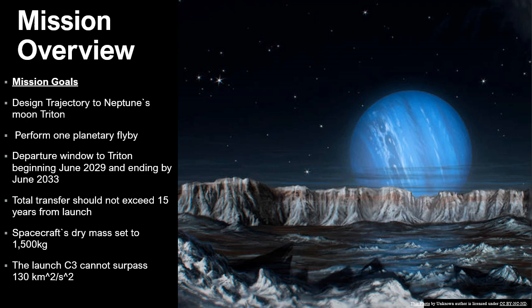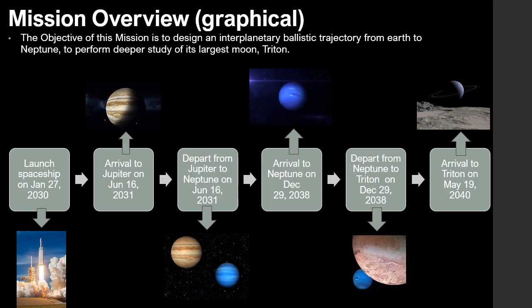This slide has a brief overview of our mission goals, including our main goal to travel to Neptune's moon, Triton, performing 1 planetary flyby, and some restrictions on mass, launch window, total time, and launch C3. The main objective of our mission to Triton is to design an interplanetary ballistic trajectory from Earth to Neptune to allow a spacecraft to perform deep scientific study of Triton.